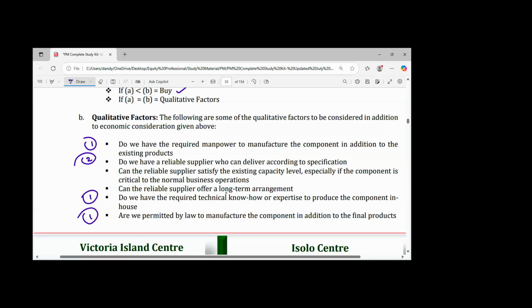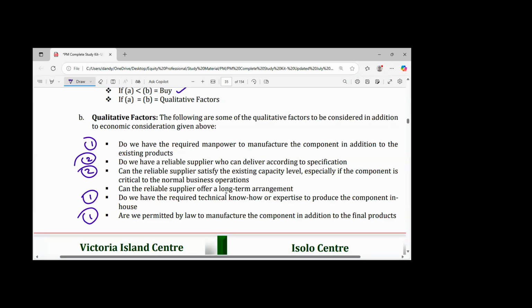That's another factor you need to take into consideration for the external production. That is, external party will do it on your behalf. Not only that, you also need to ask yourself whether the external supplier or the reliable supplier can offer a long-term arrangement. It's not a one-off thing. When you supply me today, you continue to supply to the foreseeable future, provided the contract is still in effect.